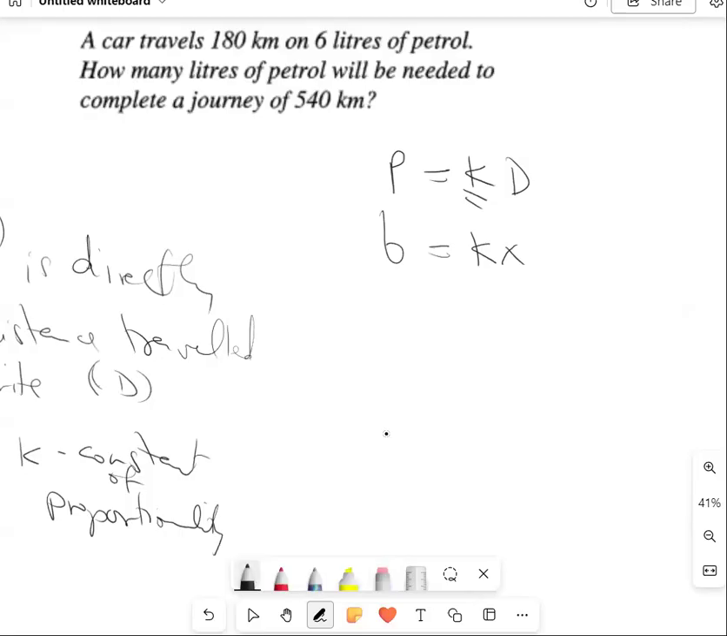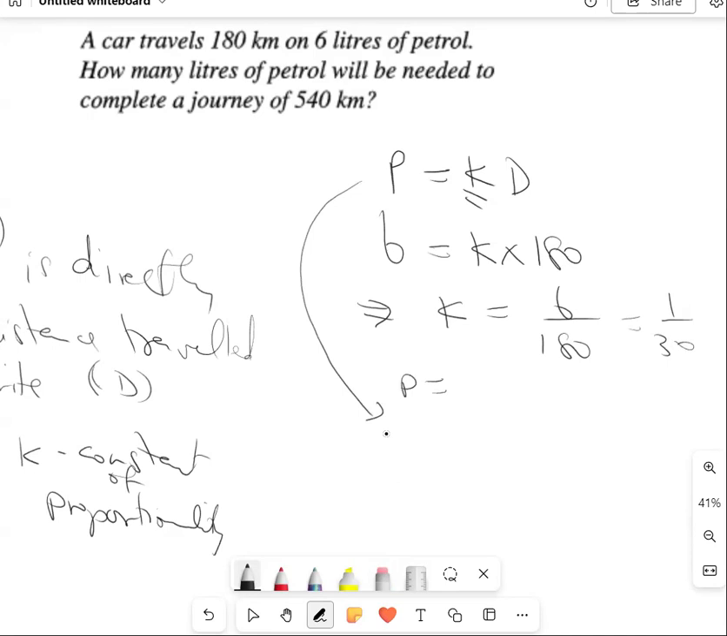6 is equal to K multiplied by 180, right? So from that, K is equal to 6 over 180. You can reduce that if you want, right? You can reduce that to be 1 over 30. So our formula becomes, you can leave it at 6 over 180, but you can reduce it. So the relationship now becomes P equals 1 over 30 D, right? So here we have an algebraic relationship, or like a formula now.